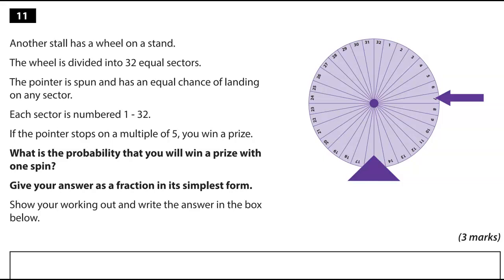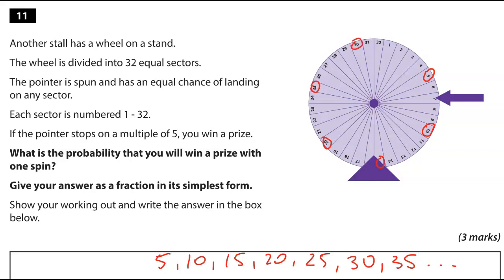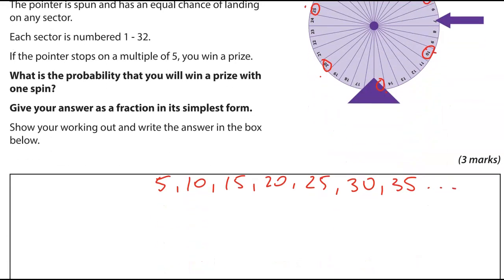So we're looking for multiples of 5. Multiples of 5 are 5, 10, 15, 20, 25, 30, 35, and so on. So you'd find them in the 5 times tables. So we've got 5 here, we've got 10, we've got 15, 20, 25, and 30. So it is 1, 2, 3, 4, 5, 6 of them out of 32.